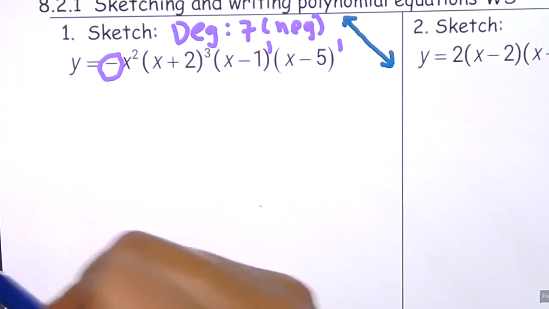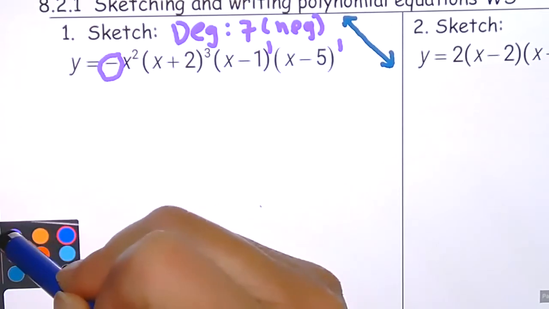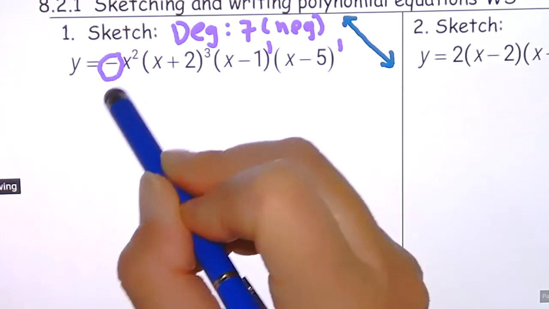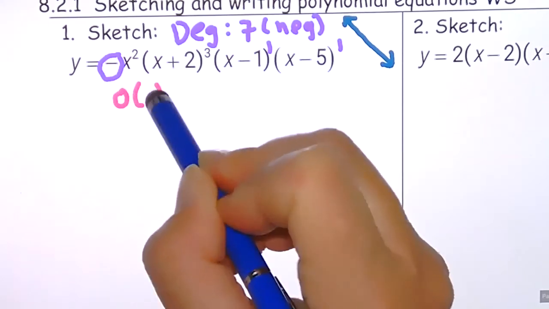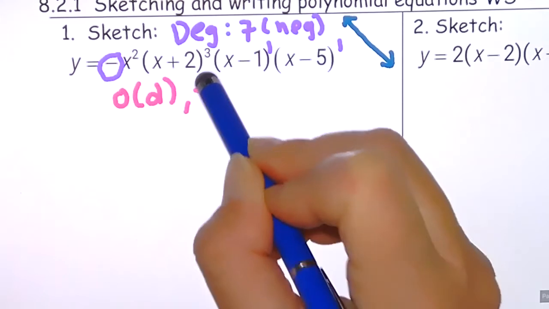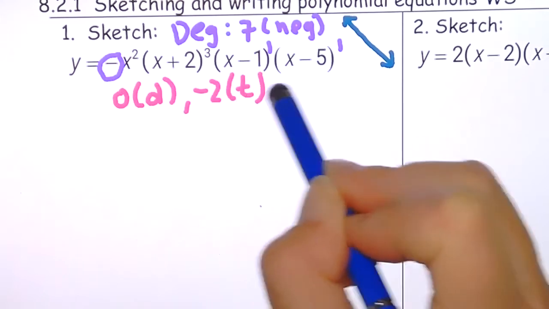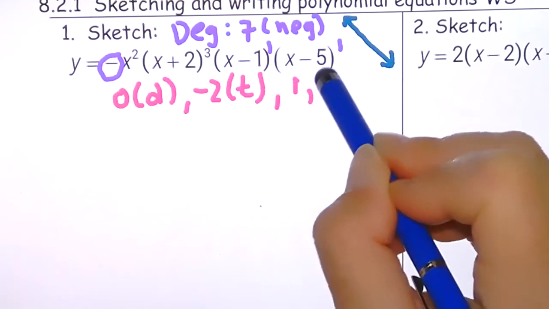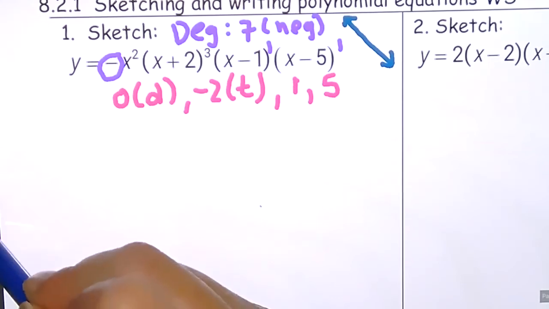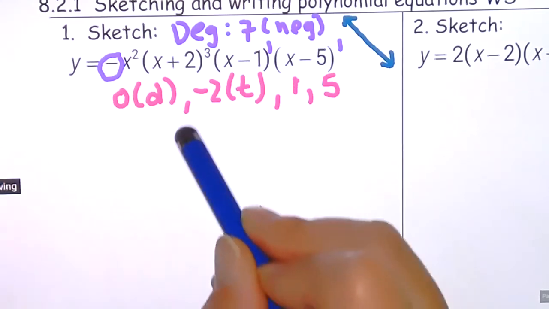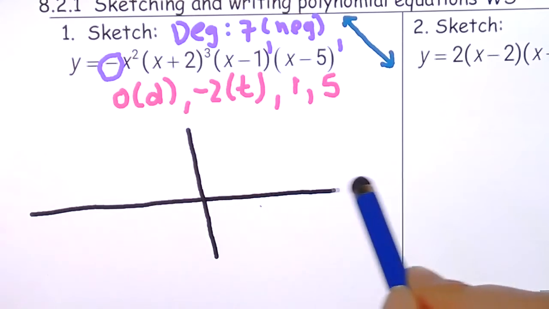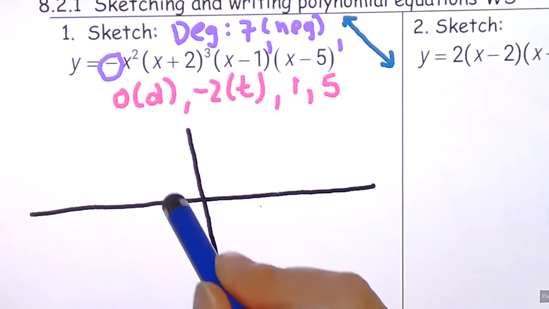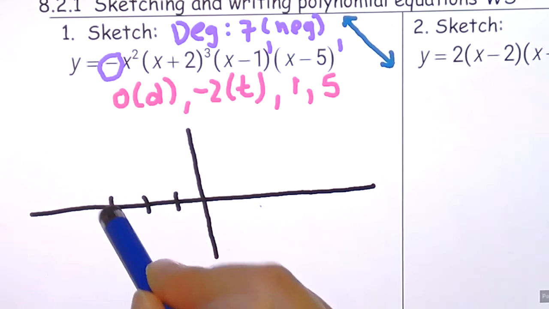Now, in terms of my roots, I look at this. This is going to be a 0, and I'm going to put a D for double. Negative 2 is going to be a T for triple. This is going to be a 1, that's a single. And this is going to be a 5, so that's a single. So let me just get my X and Y axis drawn. I'm not going to scale my Y because I'm not concerned with how high or low it officially goes. I really just want the shape of it.